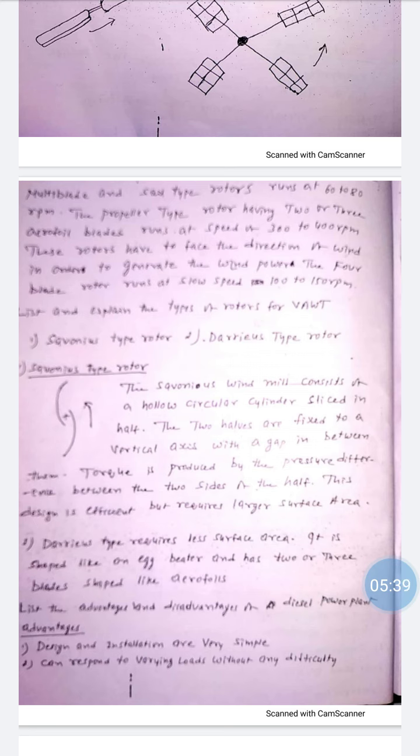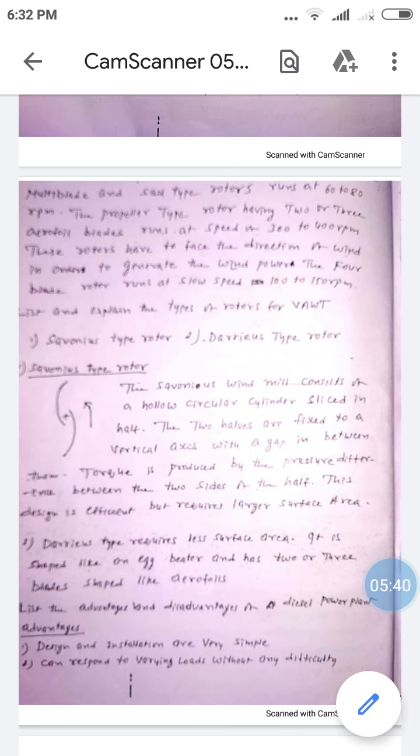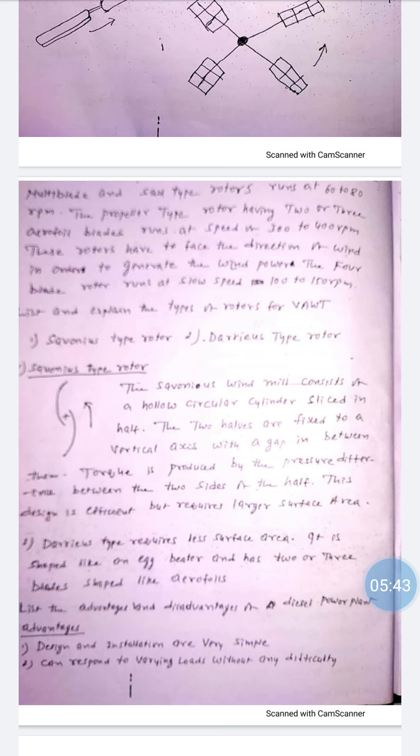List and explain the types of rotors for VAWT. Savonius type rotor, Darrieus type rotor. So this is the Savonius type rotor.